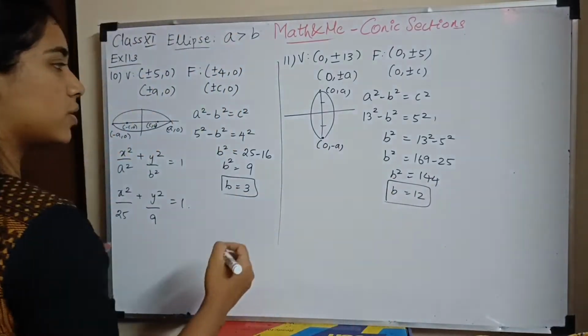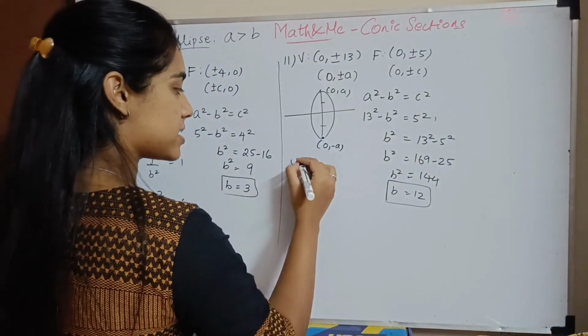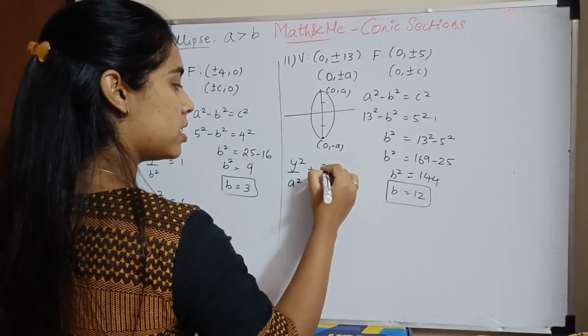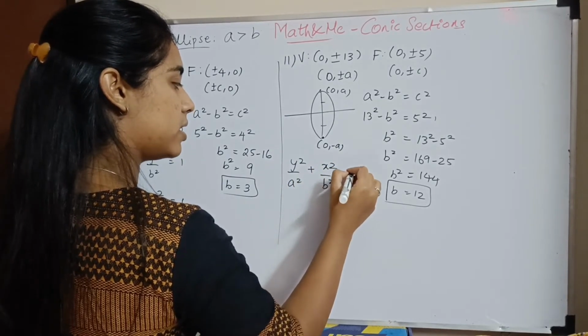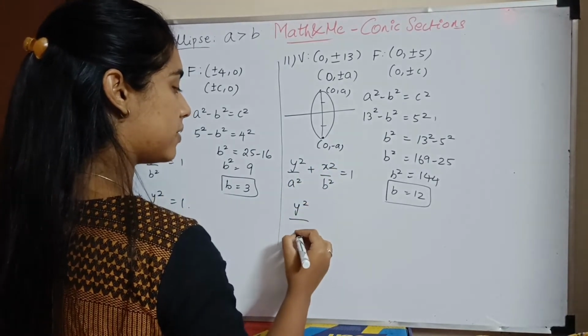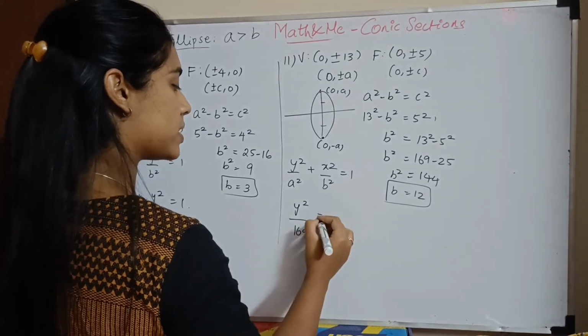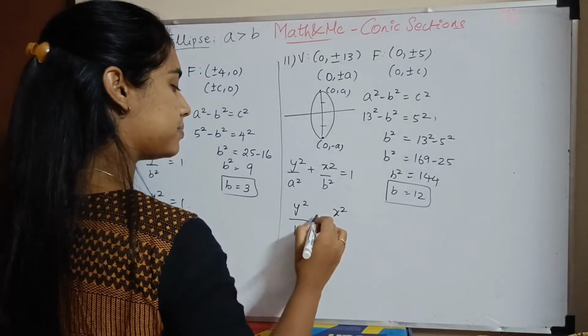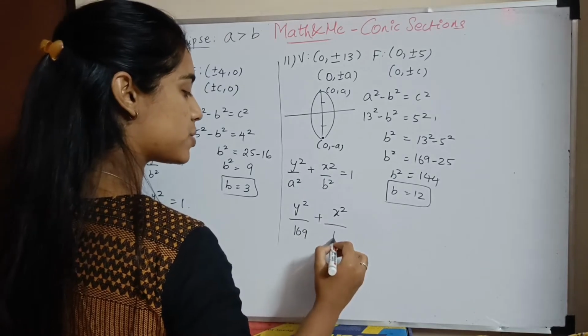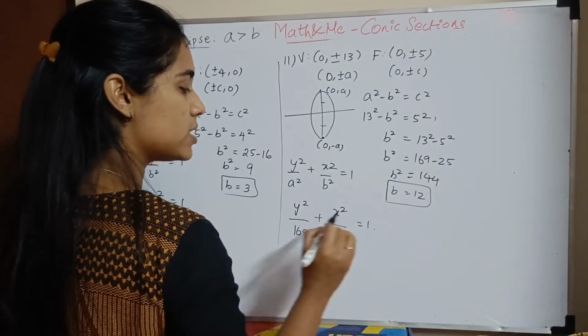So how does your equation look like? A is along the y-axis. So y square by a square plus x square by b square equals 1. So it is y square divided by a square, which is 13 square, 169, plus x square by b square, which is 12 square, 144, equals 1. Okay.